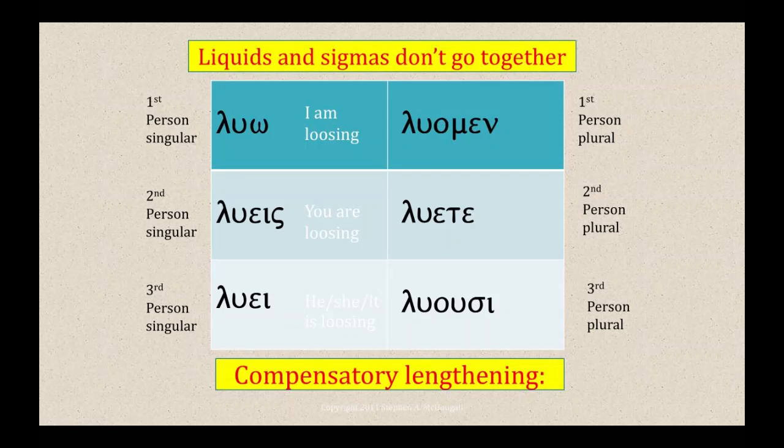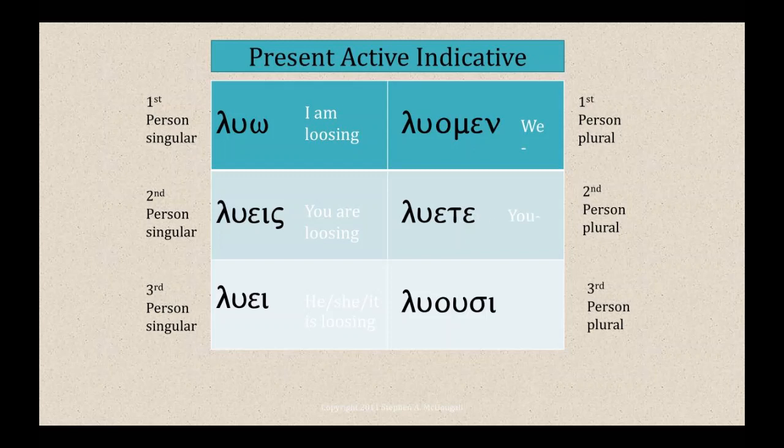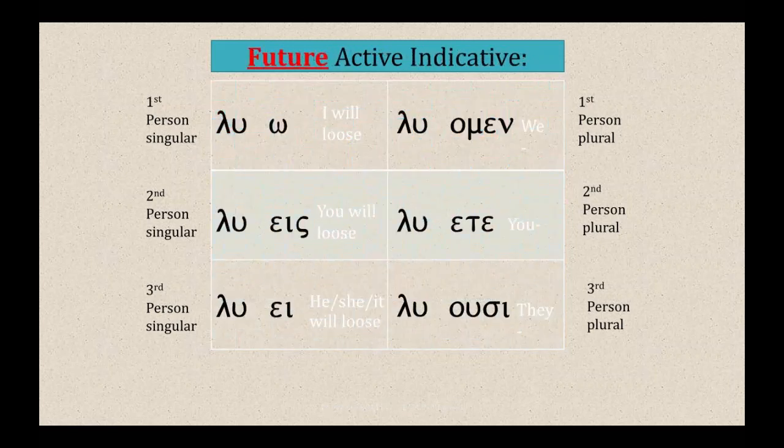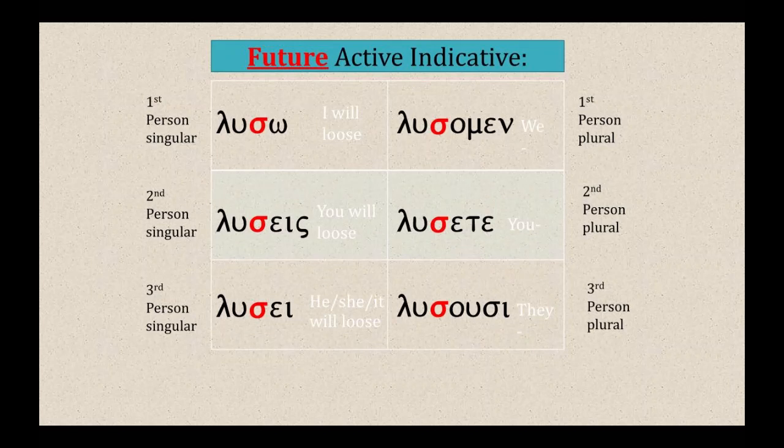So this is our present active indicative. And again, if I want to make it a future, then all I have to do is add a sigma between the ending and the stem or the root. And it goes from I loose to I will loose. So essentially, you've just learned present active indicative and future active indicative. The only difference between the two is sigma. And then if I saw sigma alpha, then I would know it's aorist. And we'll get to that.